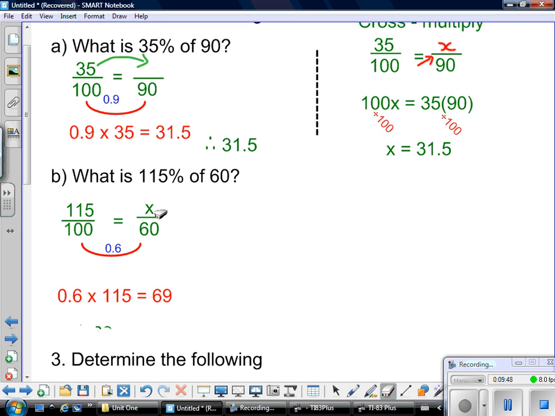Now, does that make sense? 69 is larger than 60. It should make sense because we're talking about 115%. So the number has to be larger than 100, larger than the 100 part. So the 60 is like the 100 part. So the number for x needs to be larger than 60. All right, so then I would just put therefore 69.